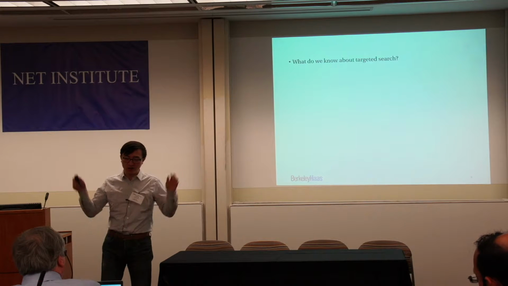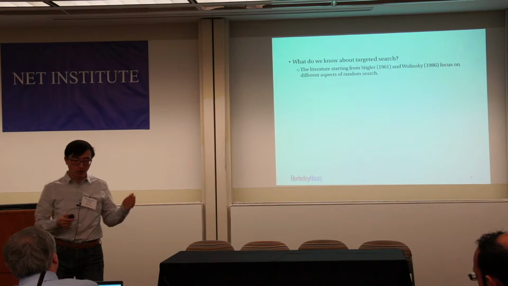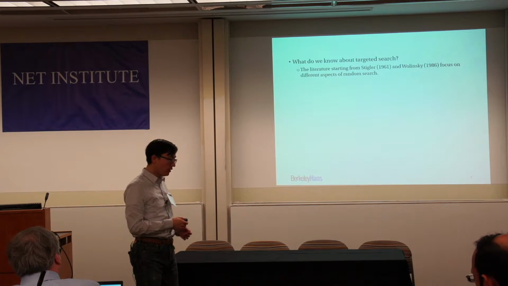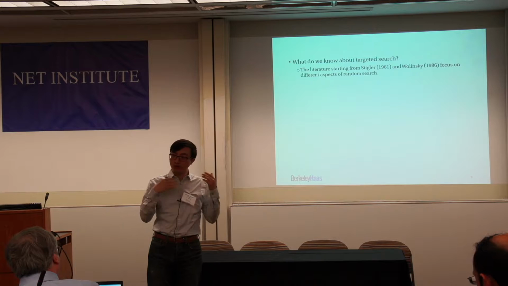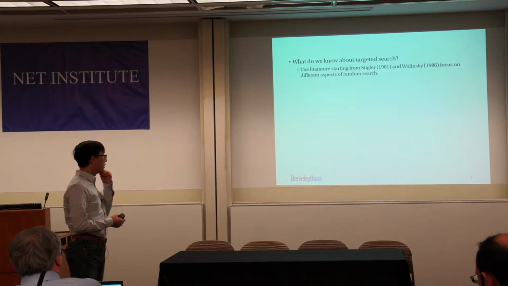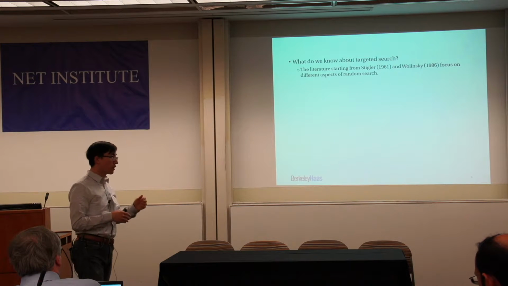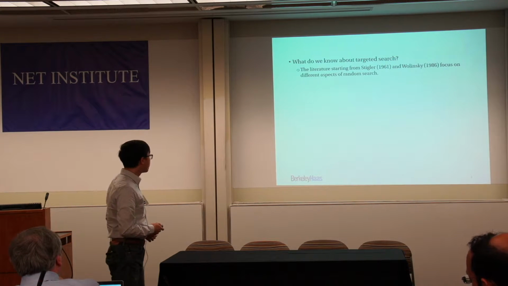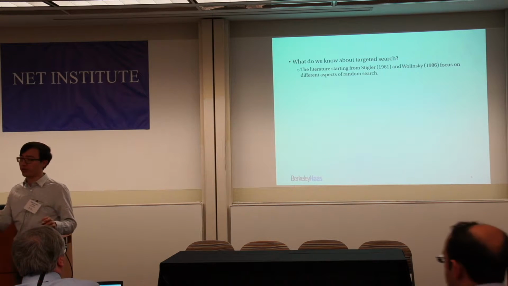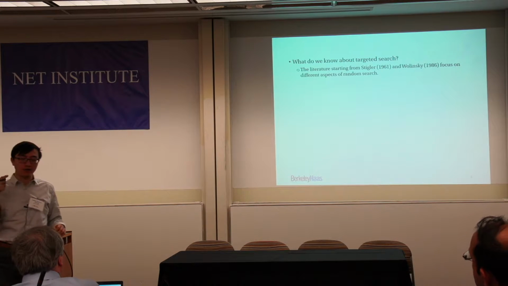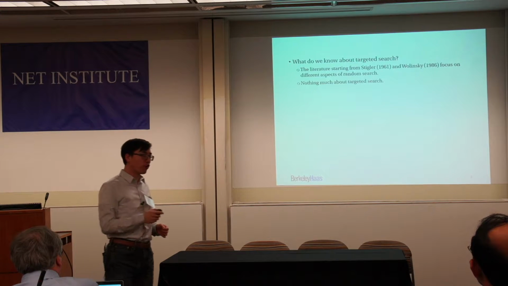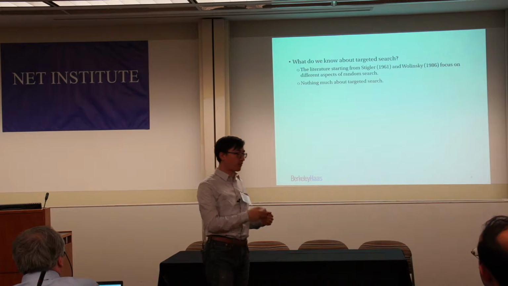Now, what do we know about targeted search, though? Well, there are literally thousands of papers on search. It goes all the way back to Stigler, and in this particular market that I'm interested in, this horizontally differentiated market, there is Wolinsky's paper on basically consumer sequential search in that market. The vast majority of that literature focuses on different aspects of random search, right? The search is not really specifically targeted towards consumers' preference. There is really nothing much about targeted search.